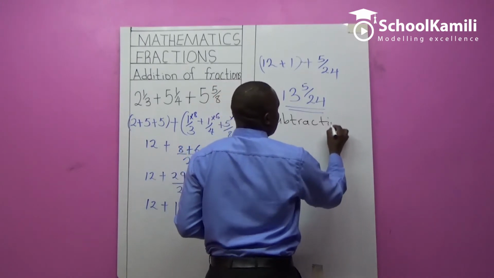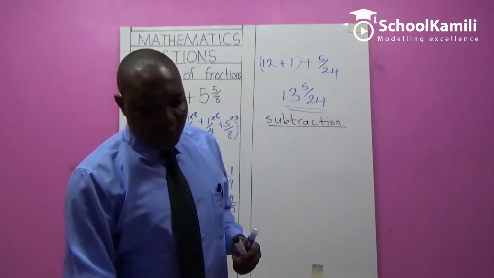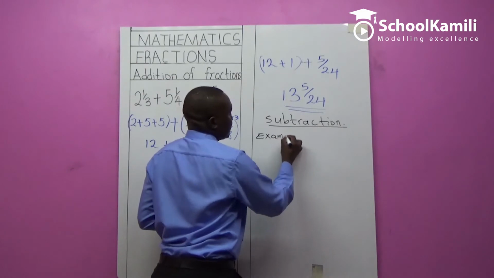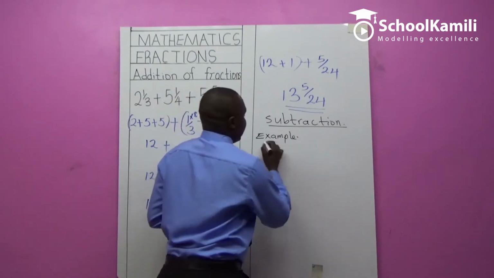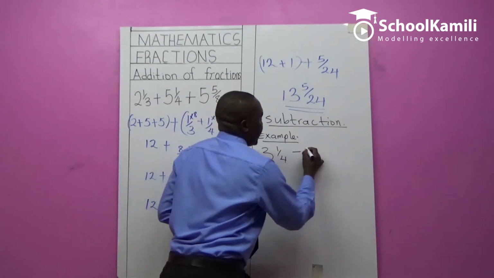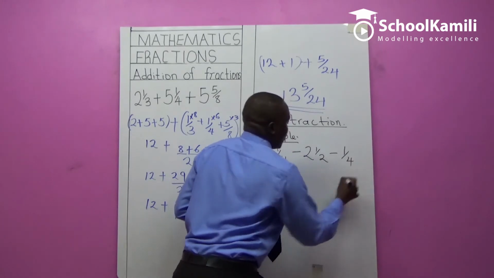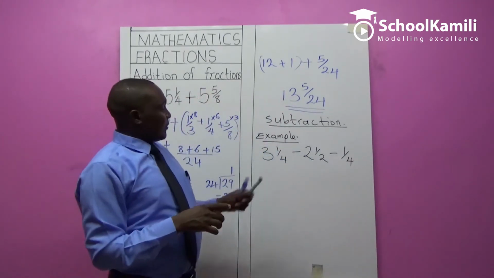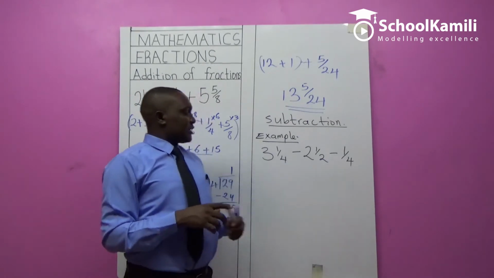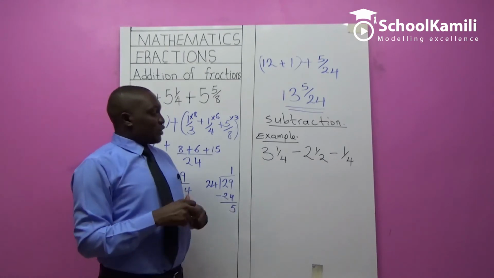Let us go through subtraction of fractions. This is the example I want us to use. You have 3/4 minus 2 1/2 minus 1/4. 3/4 minus 2 1/2 minus 1/4. How are you supposed to carry out that working?